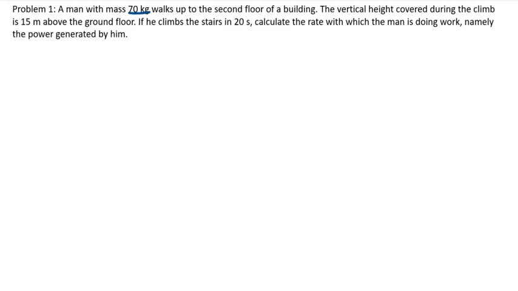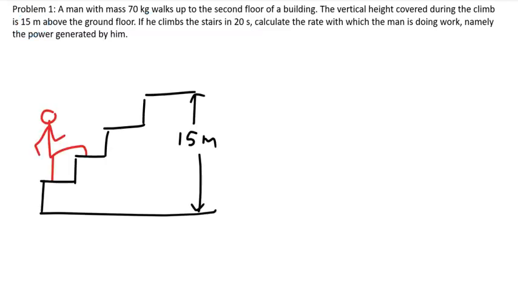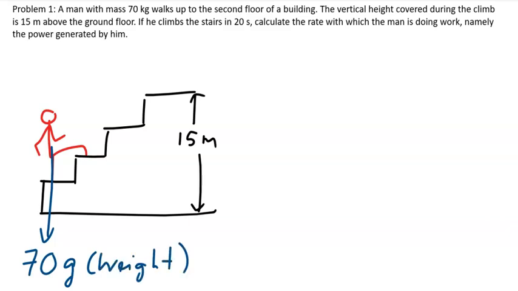A man with mass 70 kg walks up to the second floor of a building. The vertical height is 15 meters above the ground floor. If he climbs the stairs in 20 seconds, calculate the rate at which the man is doing work, namely the power generated by him. So this schematic diagram depicts the situation. The person's weight is 70 times gravity. So this is the weight. And he takes 20 seconds. The time interval for him to accomplish this motion is 20 seconds.